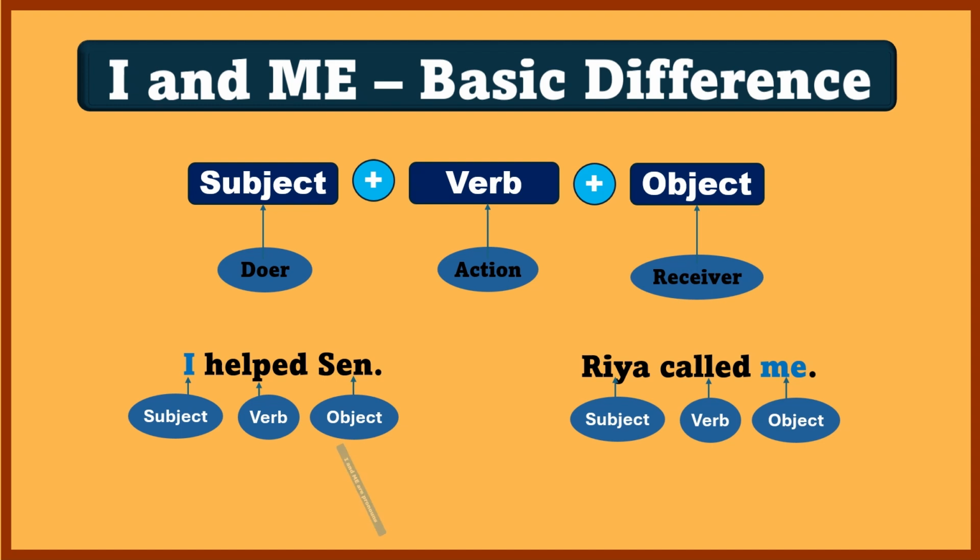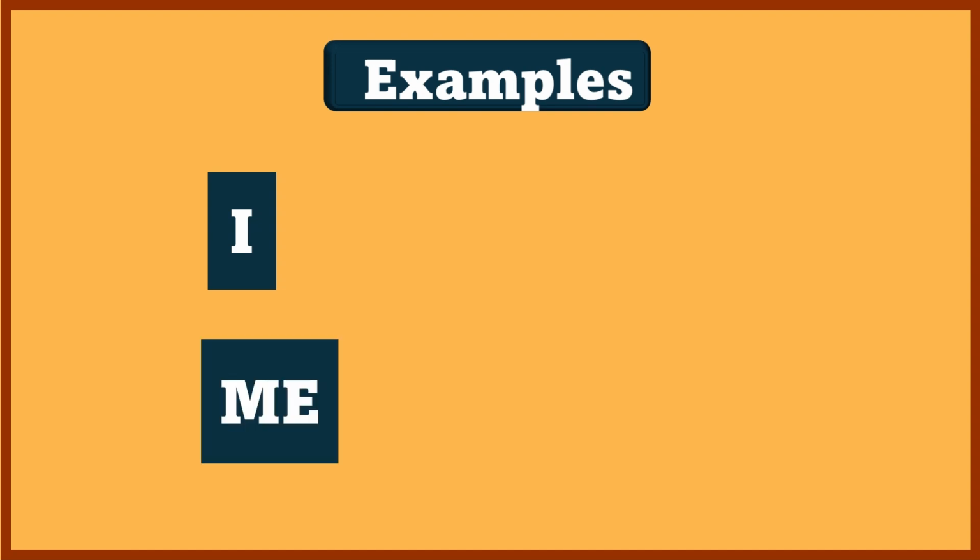I and me are both pronouns. Specifically, they are personal pronouns because they refer to the person. Use I when you are doing the action. In other words, I is the subject of the sentence. Use me when someone or something is doing the action to you. In other words, me is the object of the sentence.